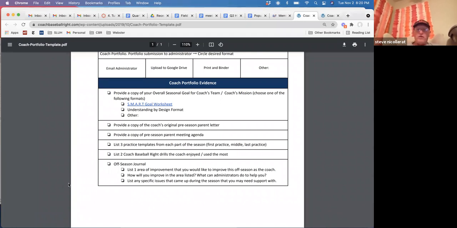But it's important that he begin to identify for himself, as well as the coaching director, how he's doing, what he's doing, and how he can improve. Hey, Tom, do you want to hit a little bit on your SMART goal worksheet there? Sure.